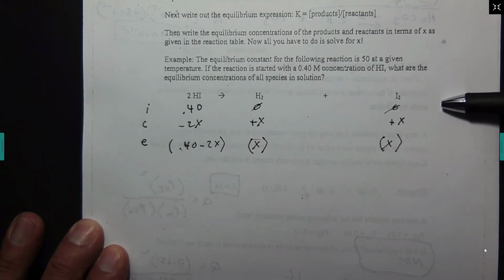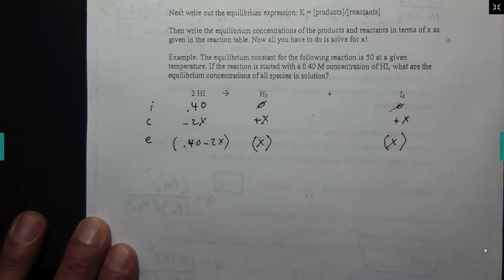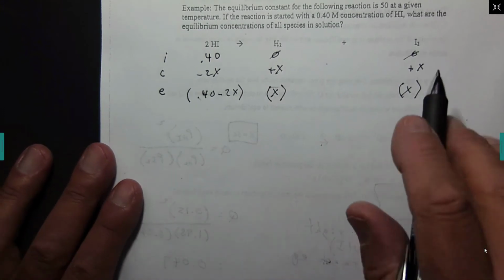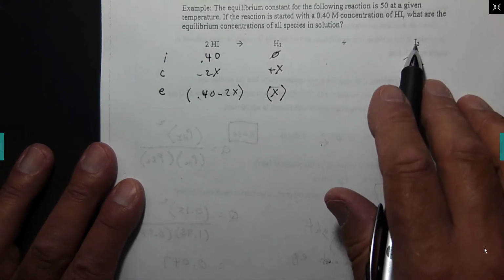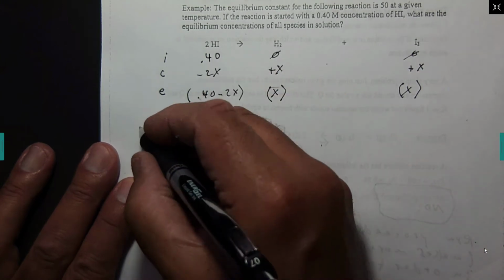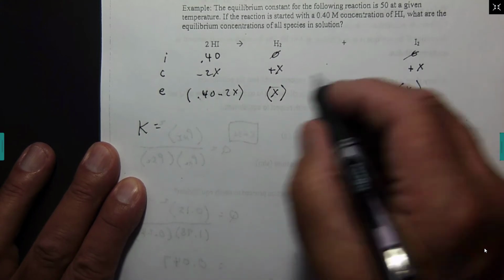Make an ICE table. The next thing you should do is write out your equilibrium expression. So your equilibrium expression for this reaction would be, again, the products over the reactants. So you'd say K is going to be the concentration of I2.